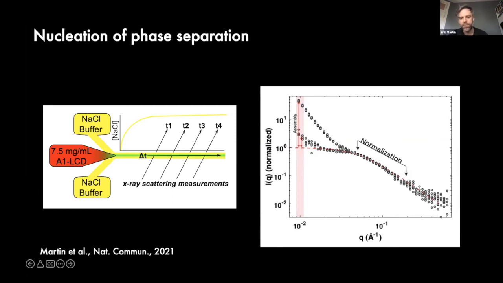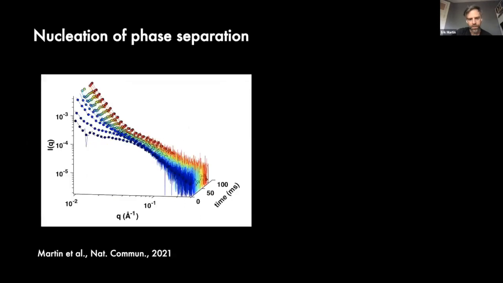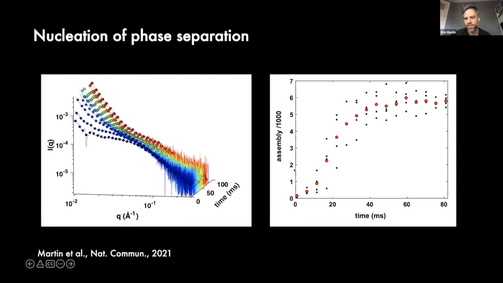To analyze this data, we extracted an assembly metric, which was how far the low angle scattering intensities were departing from what you would expect from an ideal dispersed system. Assembly at zero time is small, and at later times you see a much larger assembly metric. You watch the data as a function of time, see the evolution of the assembled states, calculate the assembly metric, and see this classic plateauing curve that you would expect from a nucleated event.